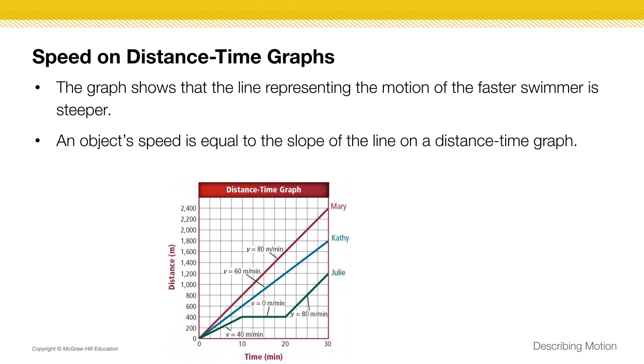That would be Mary. She had the steepest line, which means that she traveled the furthest distance in the shortest amount of time. If you were to calculate the slope of that line, that would give you her speed. You can see they labeled the speeds there for you, and that's the kind of thing you would see because you haven't learned to calculate slope yet.